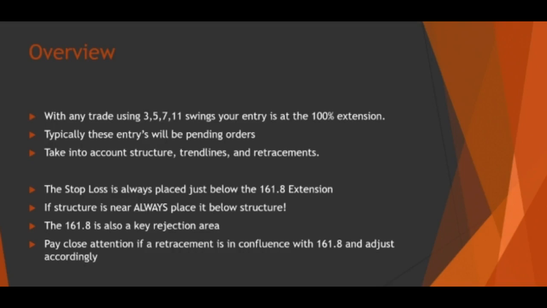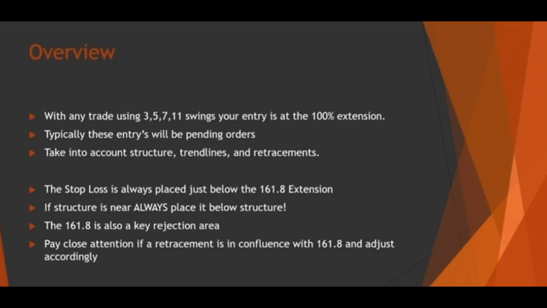The stop loss is also always placed below the 161.8 extension. And always use the structure. Go review that stop loss video if you forget, but use that structure to really define what your stop loss will be. And remember that the 161.8 is still a key rejection area, and if you get rejection candles off of that, you might be in for a surprise of a good rejection. And actually, on the risk-free video, I showed you an entry where I entered off of the 161.8. So this is very dynamic, and all you have to do is get used to measuring out these sequences.